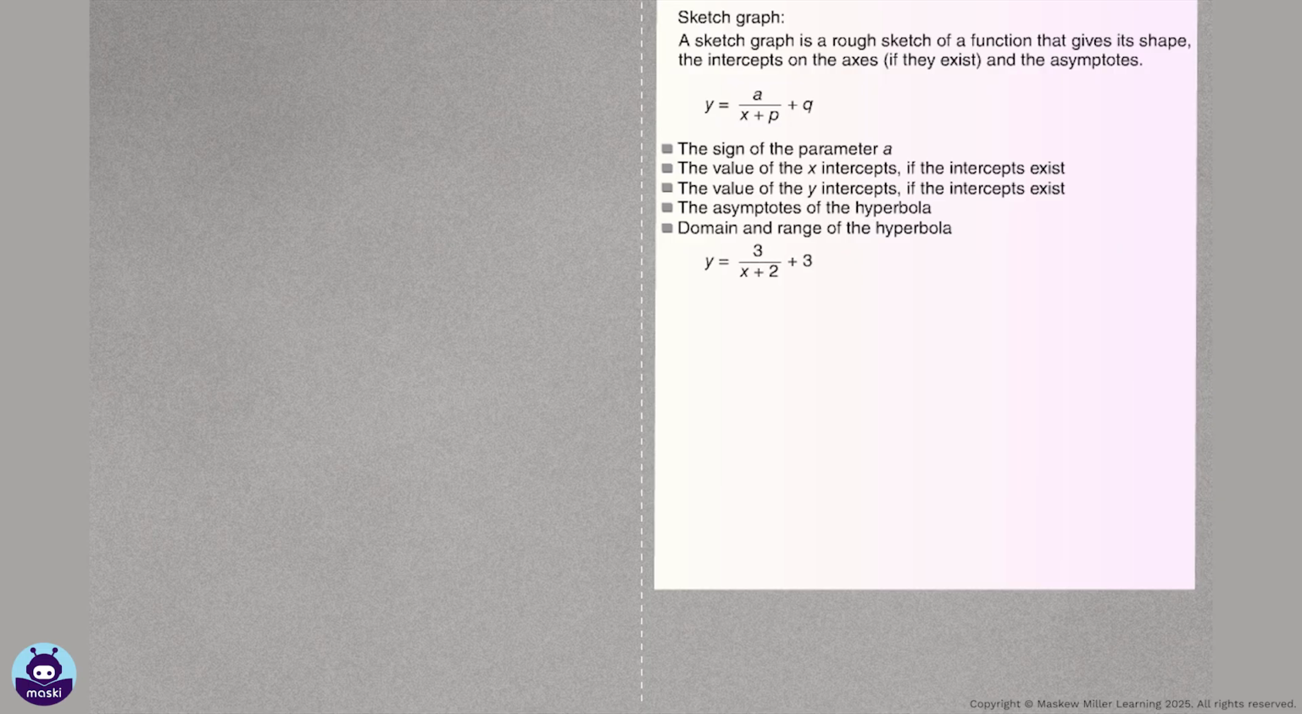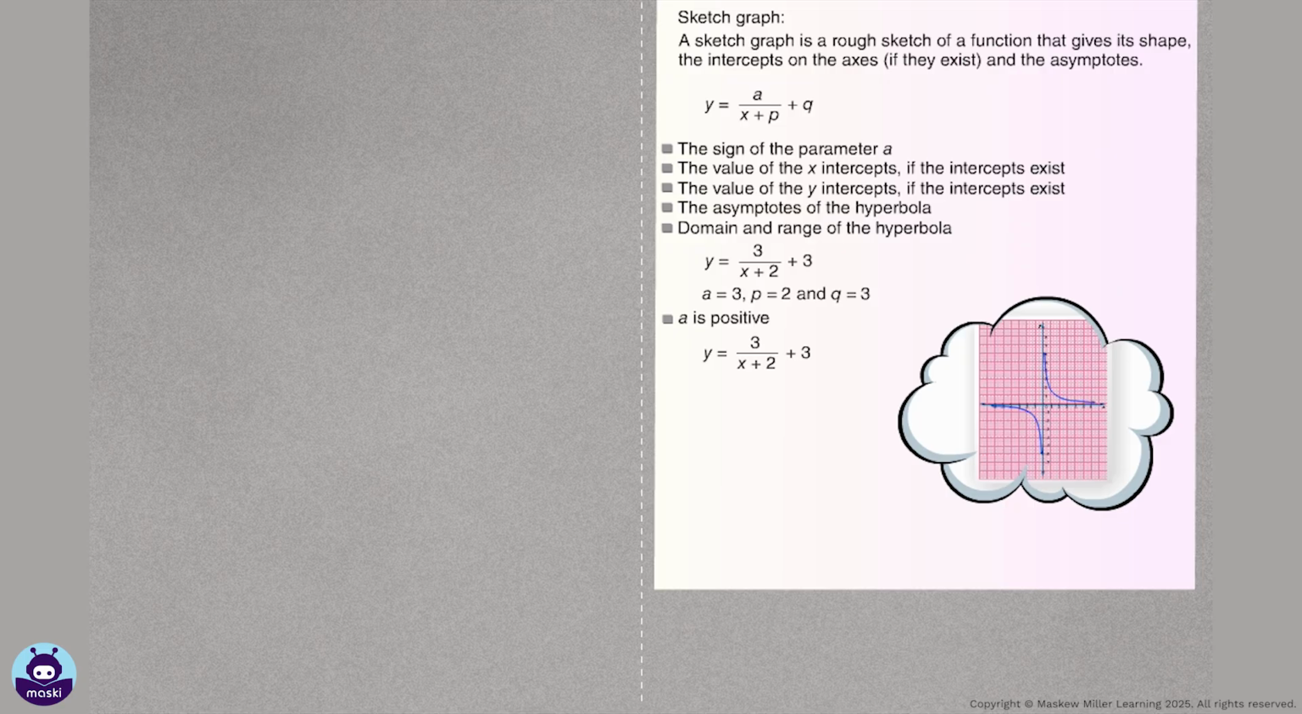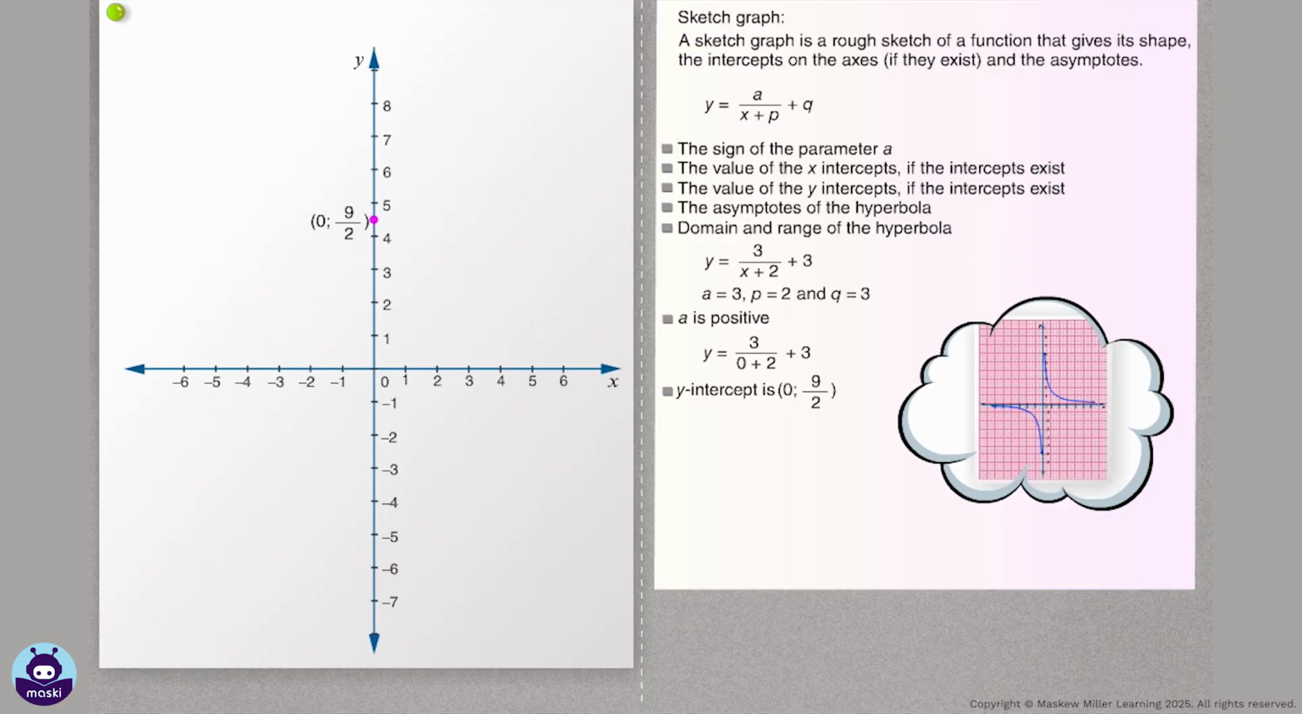Let us sketch the graph of a hyperbolic function with all the three parameters, a, p, and q. Here, since a is positive, the graph will be in the first and third quadrants. Now we determine the y-intercept by setting x equals 0 in the function. Therefore, the y-intercept is (0, 9/2). We mark this point on the graph.